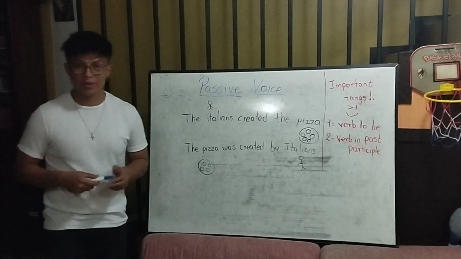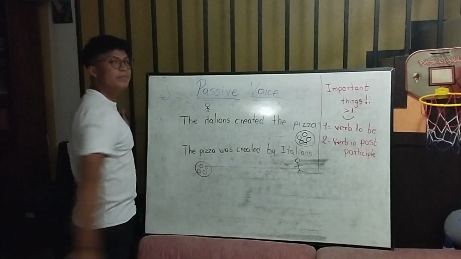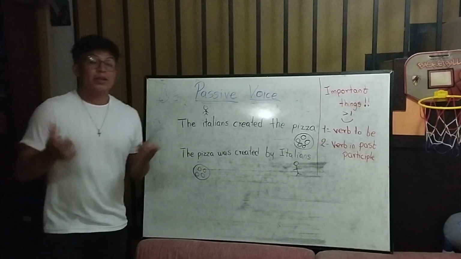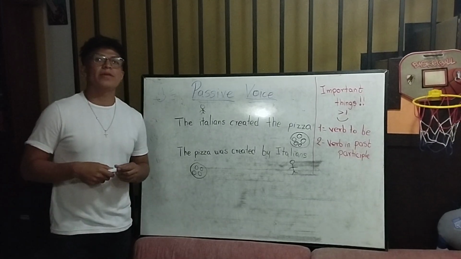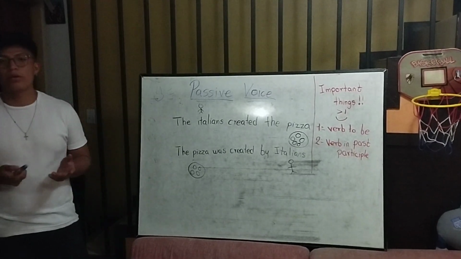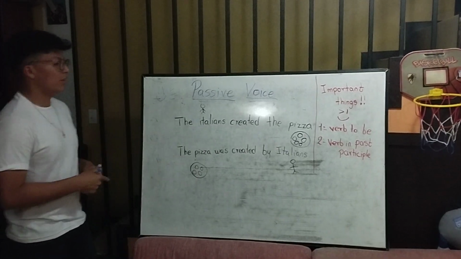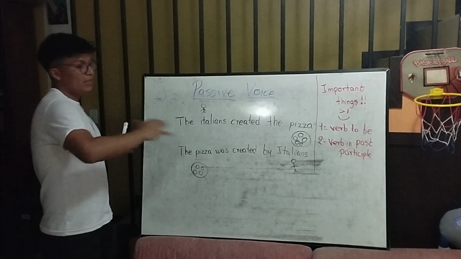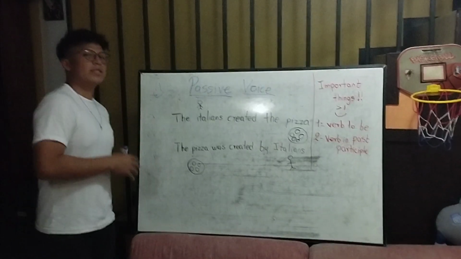In this case, we are going to explain about the passive voice. The passive voice is used to give more prominence or importance to the object. The most important thing of the sentences in the passive voice is the object.